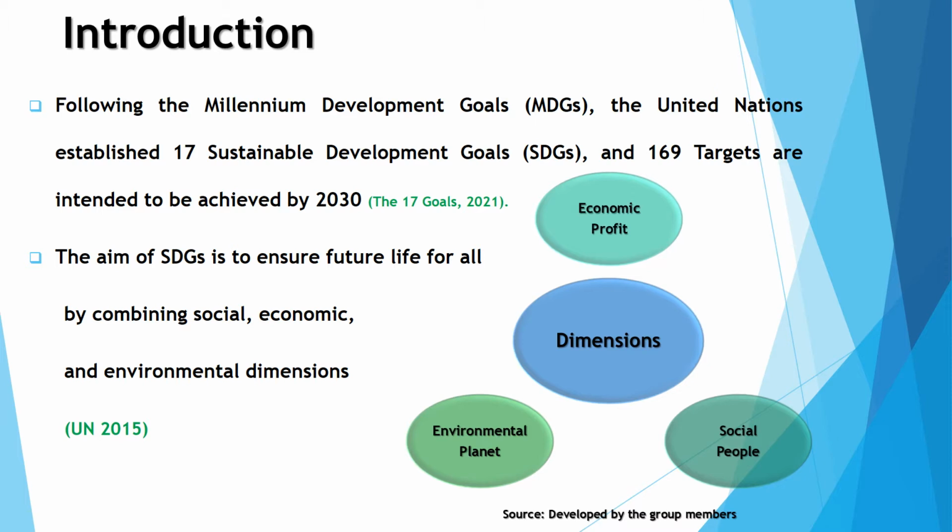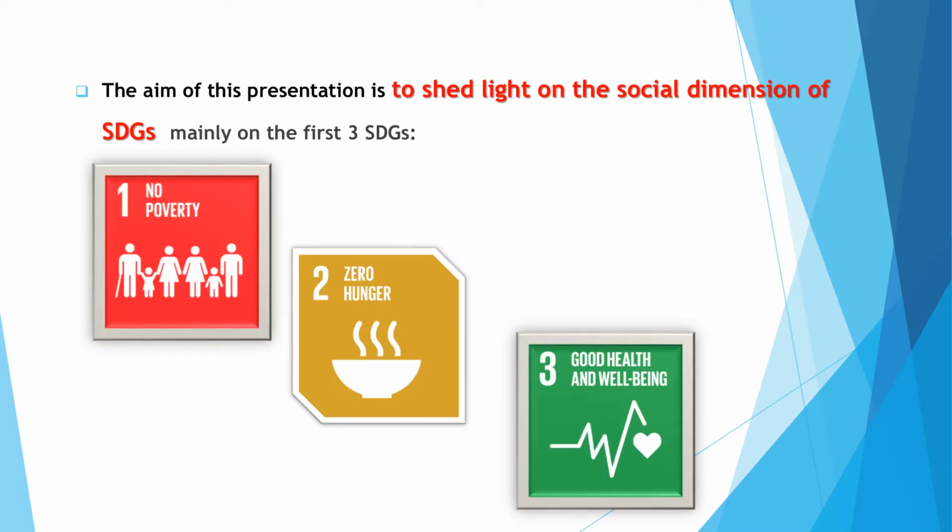Following the Millennium Development Goals, the United Nations established 17 Sustainable Development Goals and 169 targets intended to be achieved by 2030. The aim of the SDGs is to ensure future life for all by combining social, economic, and environmental dimensions. The aim of this presentation is to shed light on the social dimensions of the SDGs, mainly the first 3 SDGs: no poverty, zero hunger, and good health and well-being.